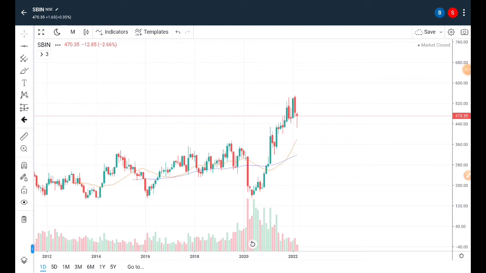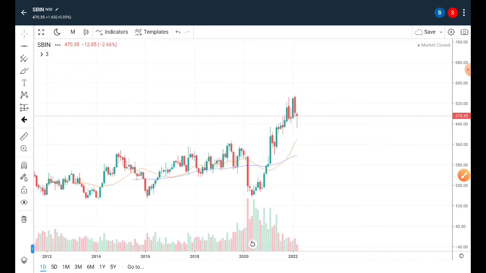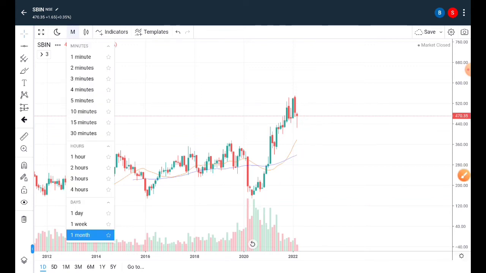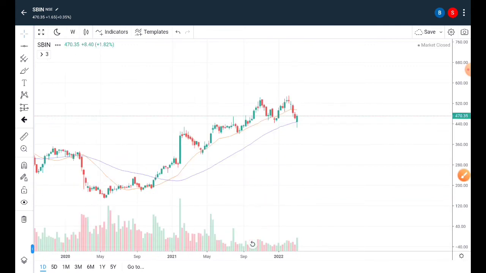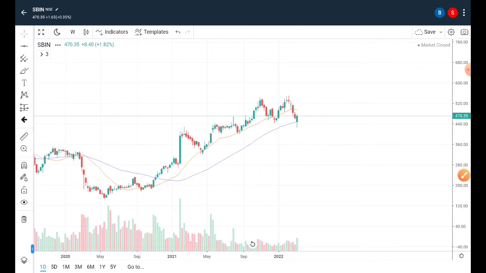So here you are with another example. This is the month chart of SBIN. The stock is clearly in an upward direction, right? In the monthly time frame, and at the 1 week time frame, the stock is still in an upward direction.